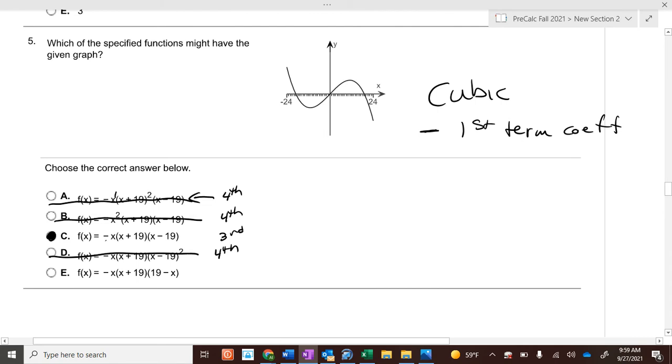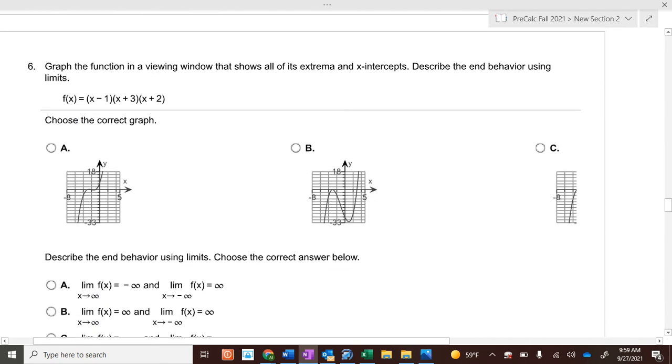Why doesn't this bottom one work? Right, the x is negative in the last one, so a negative times a negative is a positive. So that's why that doesn't work, because it has to be a negative first term coefficient, a negative for the x's. Okay? All right, this one should be a what? How many x's do you see? 3, so it's a cubic.